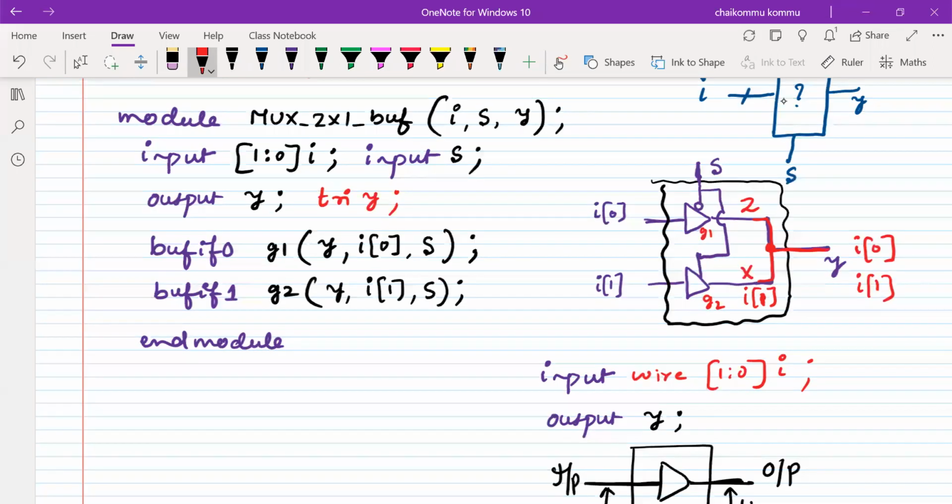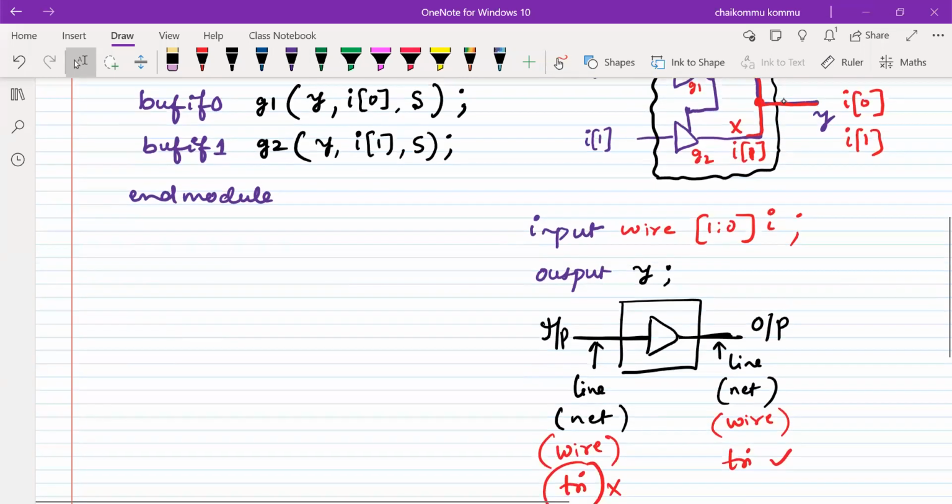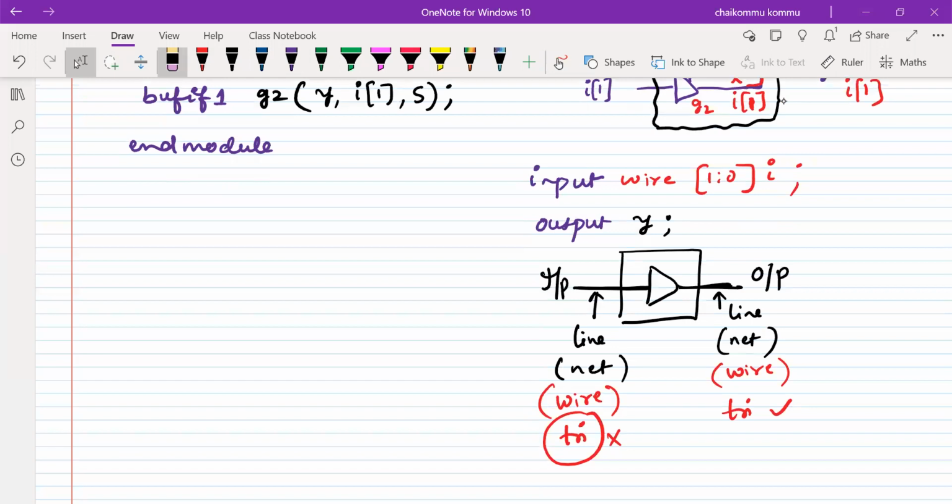So that is the point we have to remember when we are dealing with tri-state buffers. For normal gates and all these things, we don't bother about it. But when two or 3 tri-state gates are connected at a single point, then it is necessary to mention a tri-state output. Fine. So anyway, now let us write the test bench for this one.